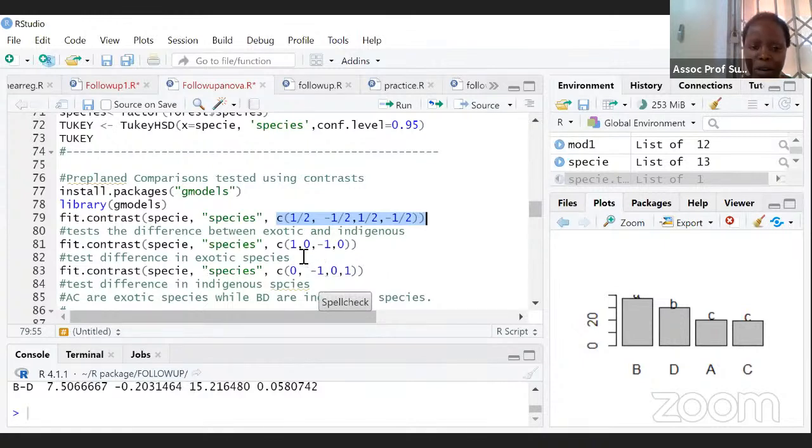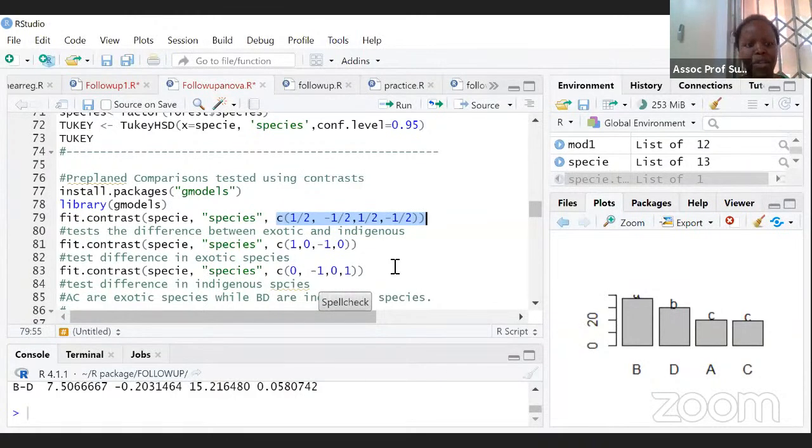And also when I multiply across, if I multiply -1/2 times 1 times 0, you end up with a 0. So if you go like that across and add all of them up, you must add up to 0 to give us independent contrasts, which are also called orthogonal contrasts.